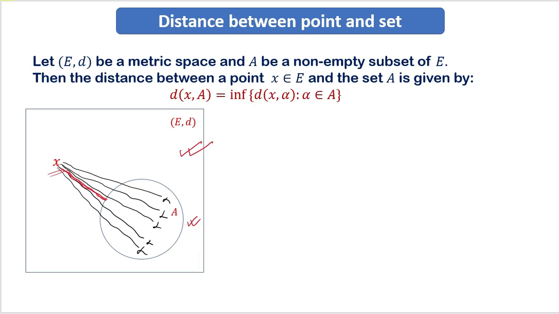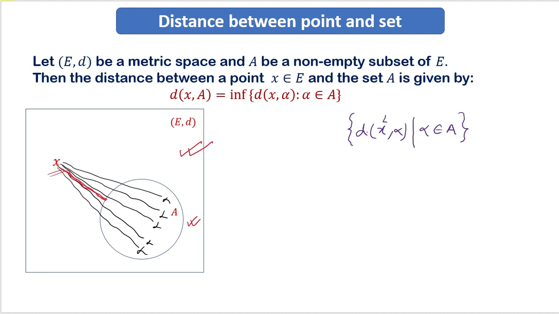This is very simple. What we are doing is measuring distance from X to the points alpha of the set A. So let us write d(x, alpha). This is the distance between the point X and the points alpha of the set A. Now alpha varies over the set A, so I am writing alpha belongs to A, and we have to consider all the distances. So I am taking a set of all the distances.